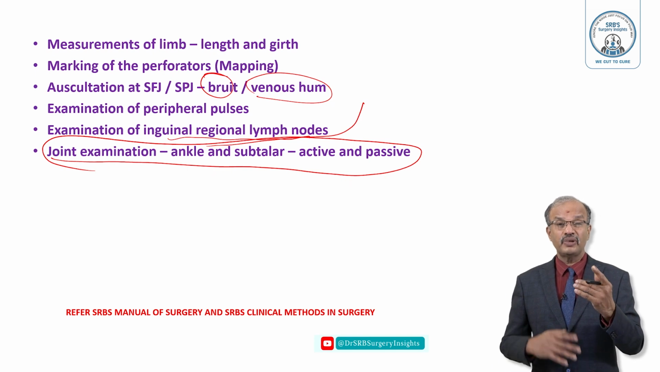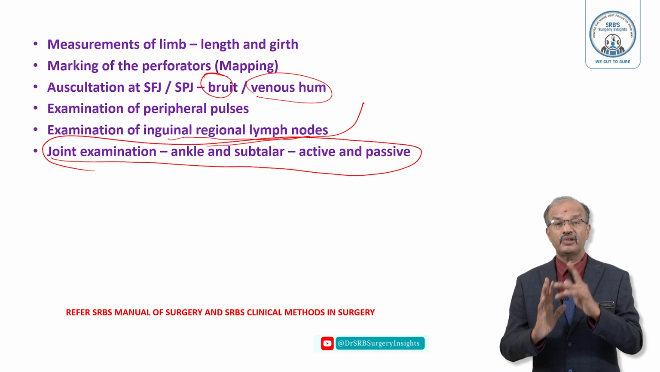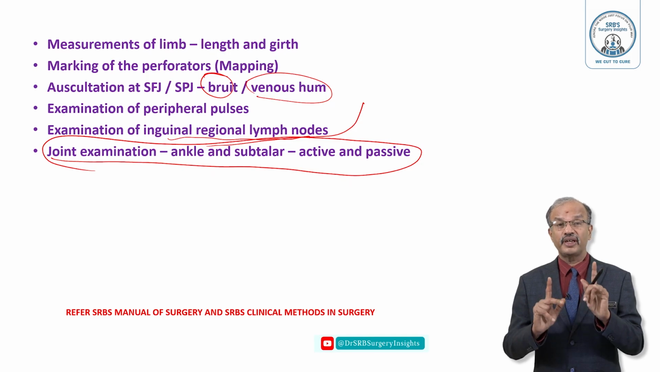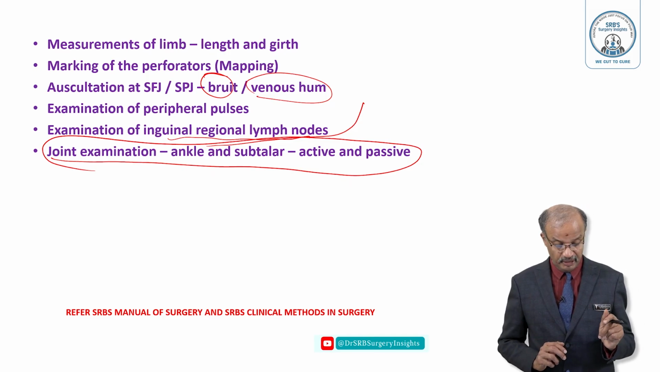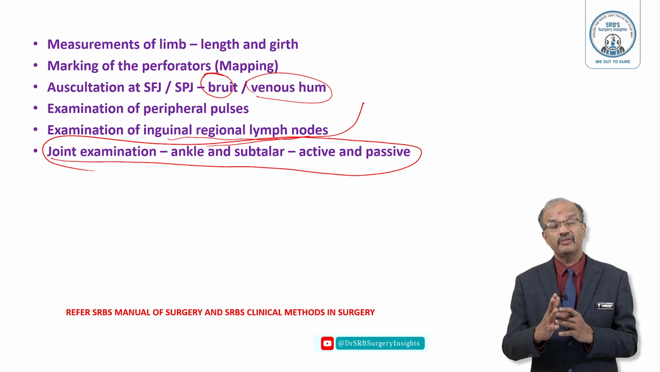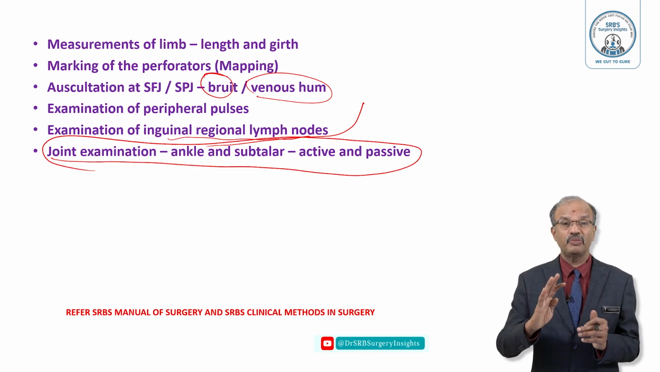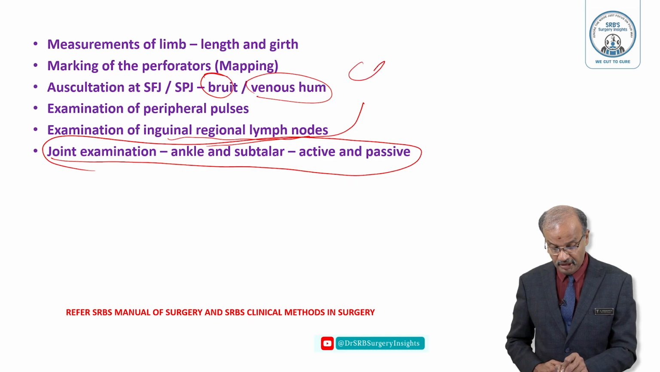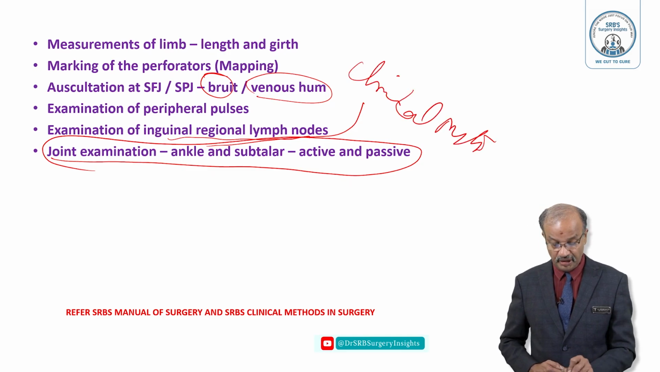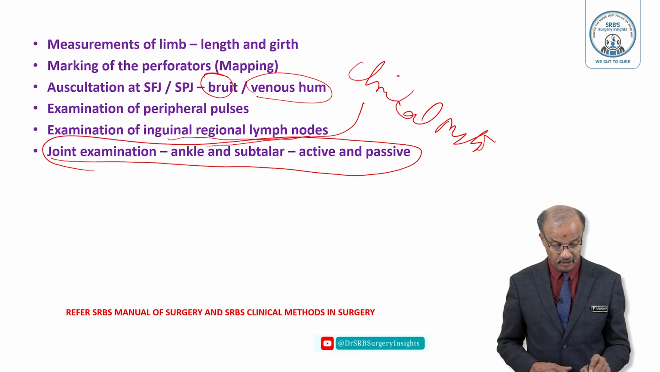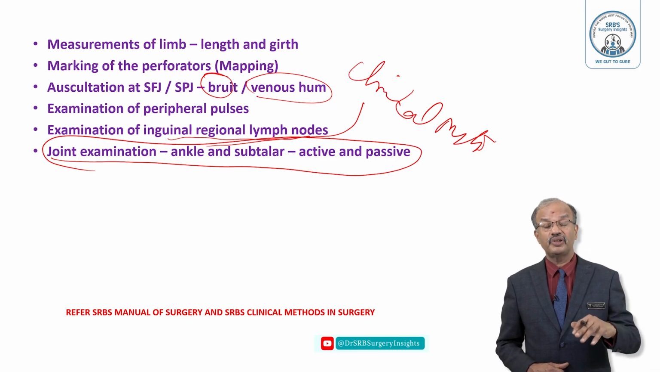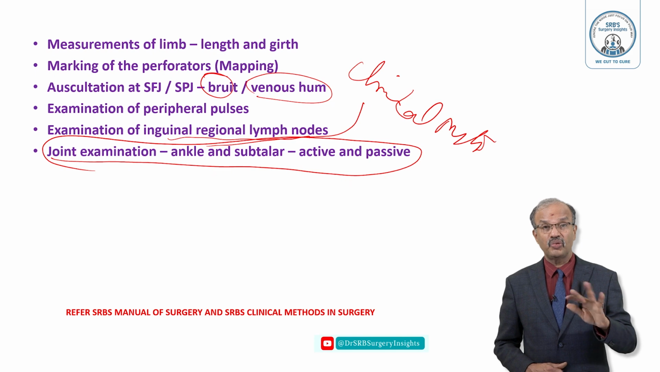So remember, inversion and eversion are in the subtalar joint. Dorsiflexion and plantar flexion are in the ankle joint. Don't get confused. And how to examine, you can always go through my clinical method book, where the video clearly shows how to examine the patient. So go through my clinical method book, how to check the joint in a varicose vein. This is important. Remember ankle: dorsiflexion, plantar flexion; subtalar joint: inversion, eversion. Don't get confused.